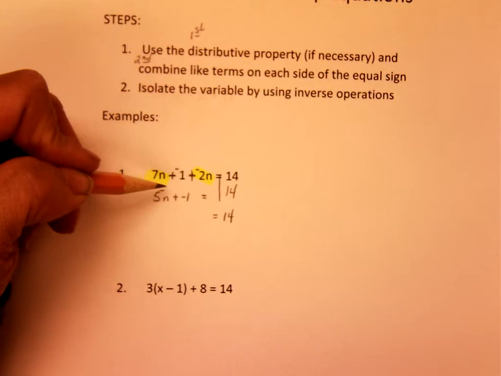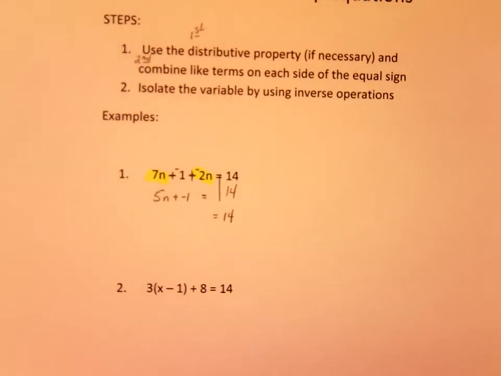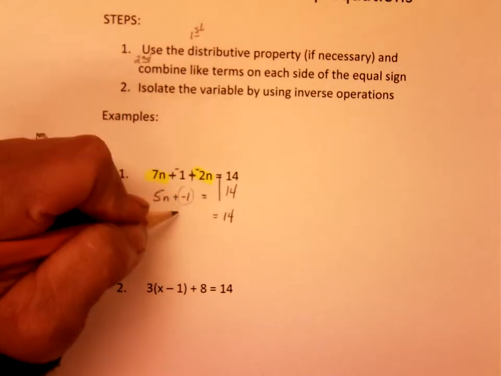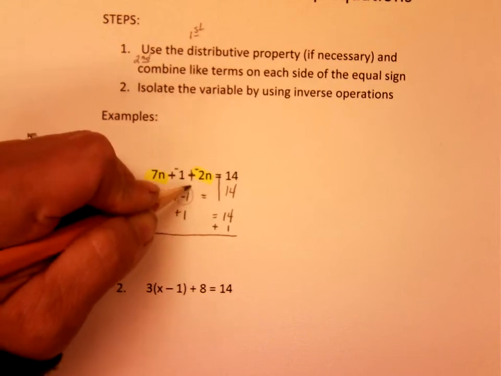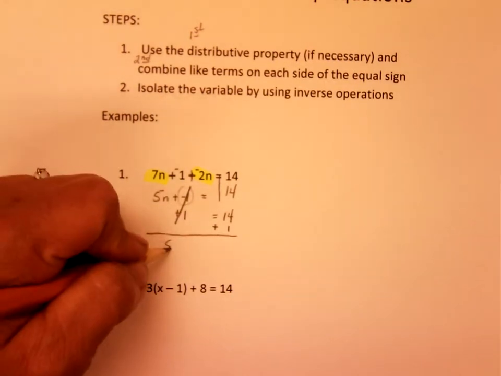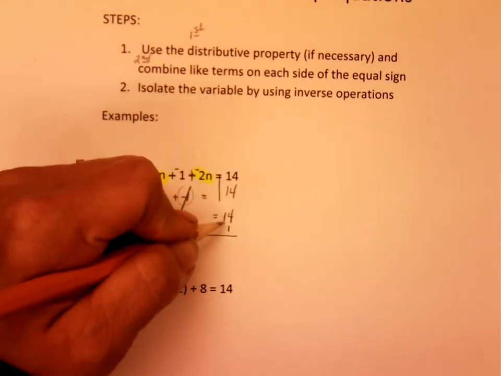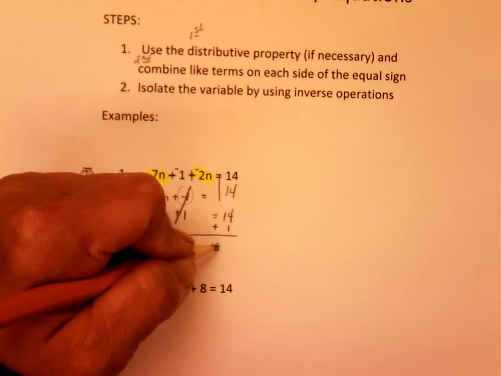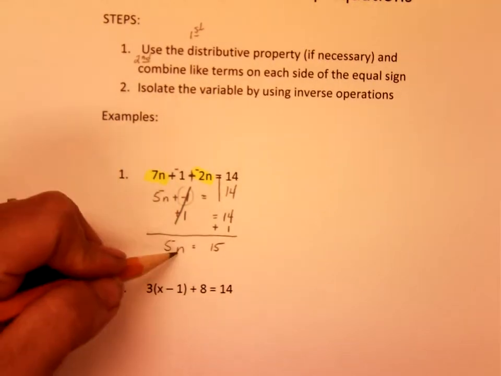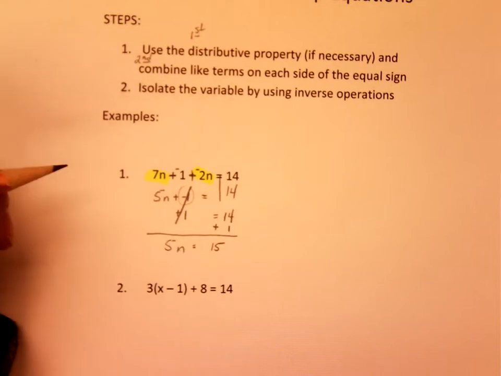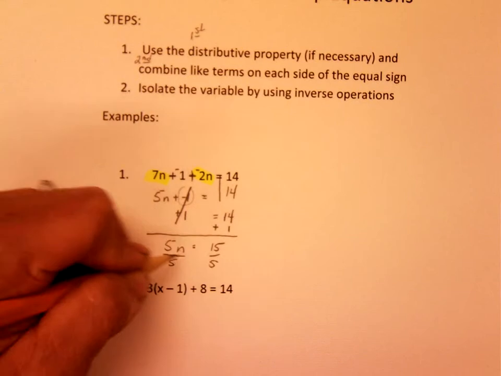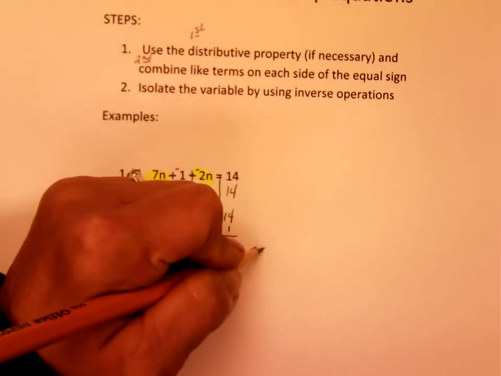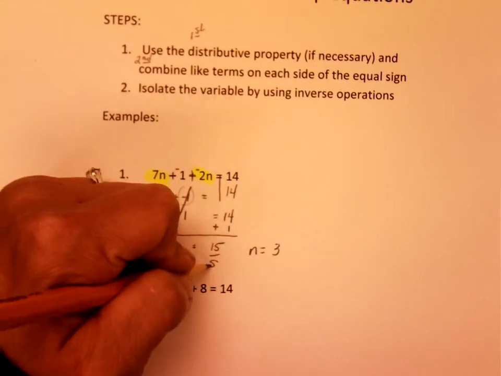Now you look, you want to get rid of the number that is not next to n, which is -1. So I'm going to add 1 on both sides. The ones cancel out. You're left with 5n is equal to 14 plus 1 is 15. Okay, to get n by itself, this means multiplication. So the inverse of multiplication is division. So you're going to divide by 5 on both sides. And n is equal to 3 because 15 divided by 5 is 3.